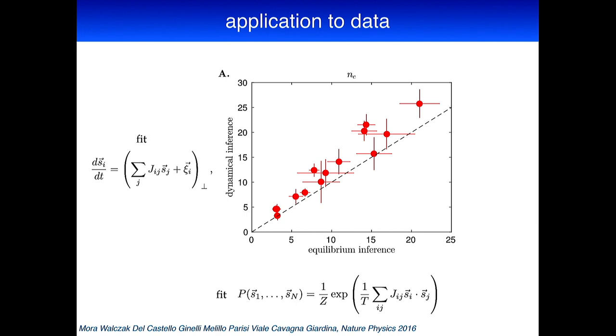And again, I'm showing just the interaction range, the fact that we get it right. So these are 14 flocking events, and each of them has a different interaction range.